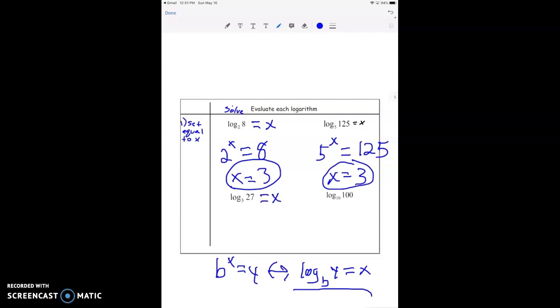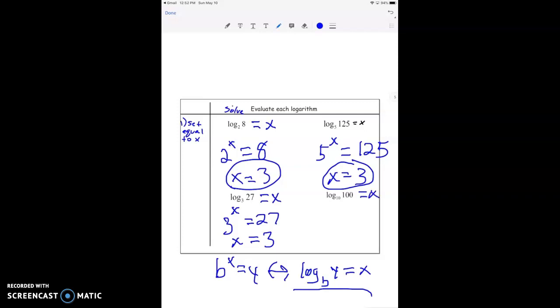Same thing here. Set equal to x. Base is 3, x is x, y is 27. Did I make these all 3? That's not good. But anyway, you can see how the pattern is working here, right?